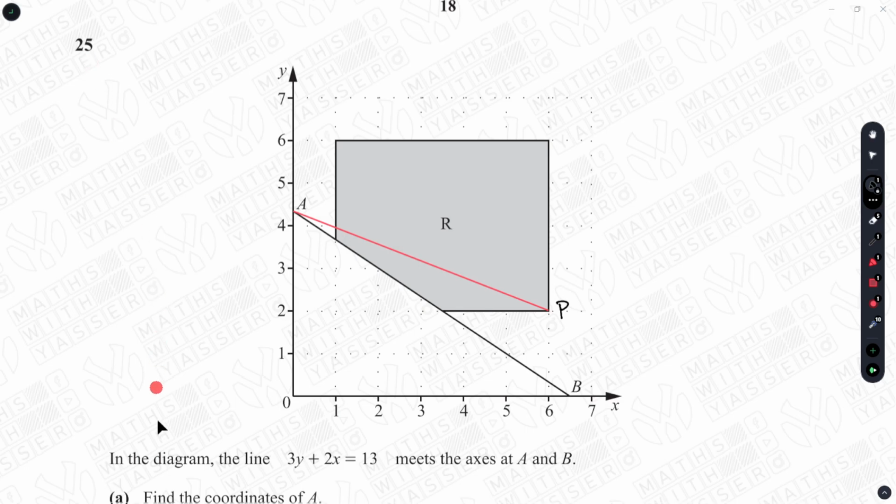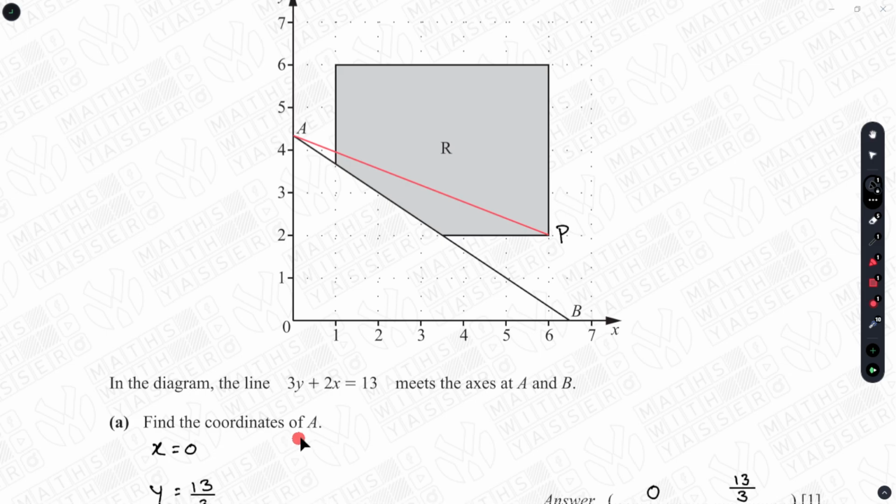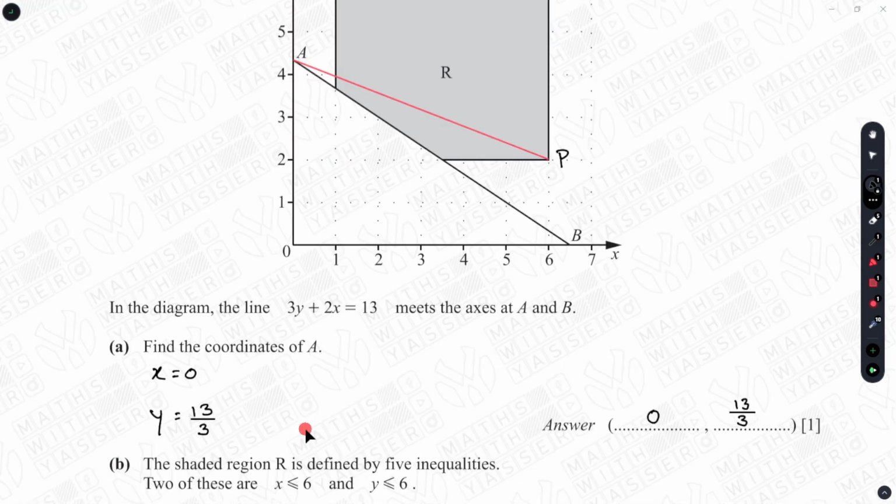Question number 25. In the diagram, the line 3y plus 2x equals to 13 meets the axis at A and B. Find the coordinates of A. So, in order to find the coordinates of A, we simply need to put x equals to 0 in this equation, which is the equation of this line. If x is 0, then this whole thing will be 0. So then we will have 3y is equals to 13. Therefore, y is equals to 13 over 3.